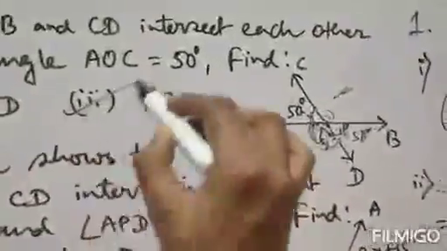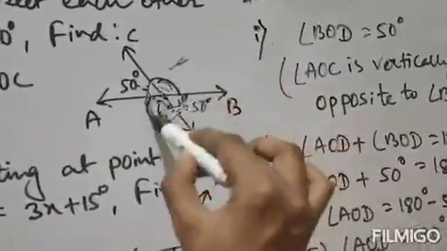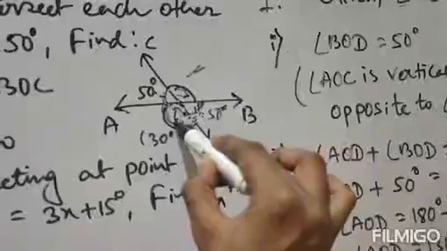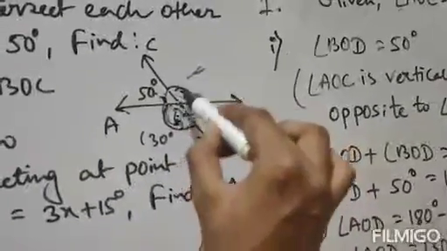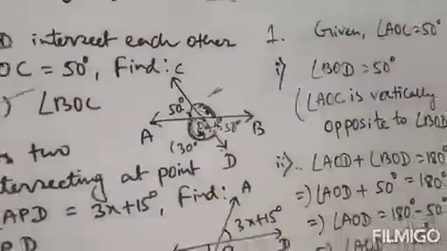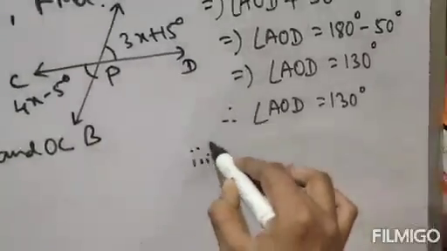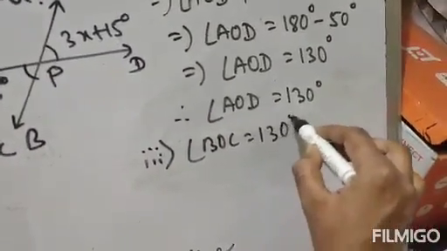Now angle BOC. See angle BOC, this angle. Now see, angle AOD was 130 degrees. So this angle is vertically opposite to these angles. These two angles are vertically opposite. So if it is 130 degrees, it will also be 130 degrees because vertically opposite angles are equal. Therefore angle BOC will be 130 degrees.